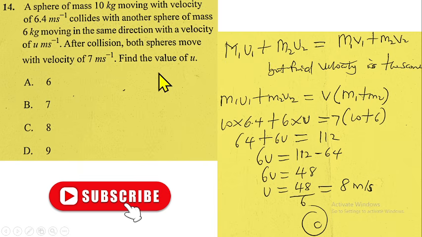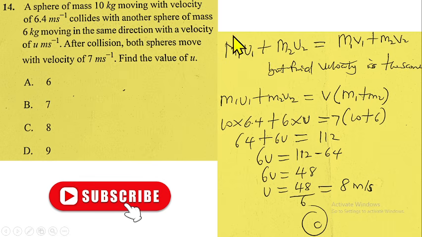Question number 14 is on collision and momentum. A sphere of mass 10 kg moving with velocity 6.4 meters per second collides with another sphere of mass 6 kg moving in the same direction with a velocity of u meter per second. After collision, both spheres move with velocity of 7 meter per second. Find the value of u.